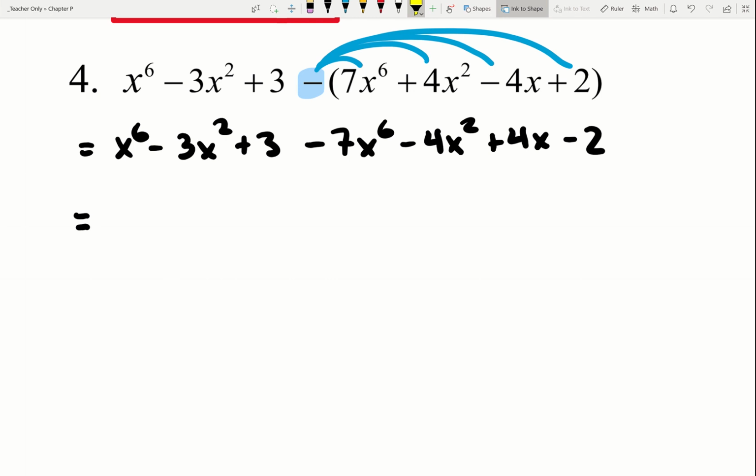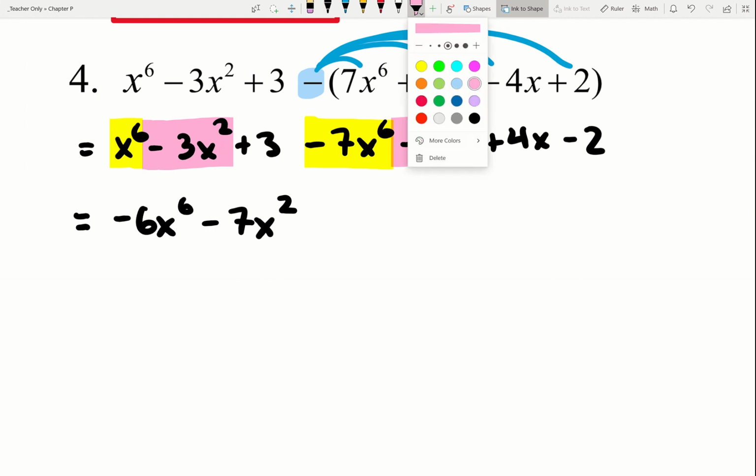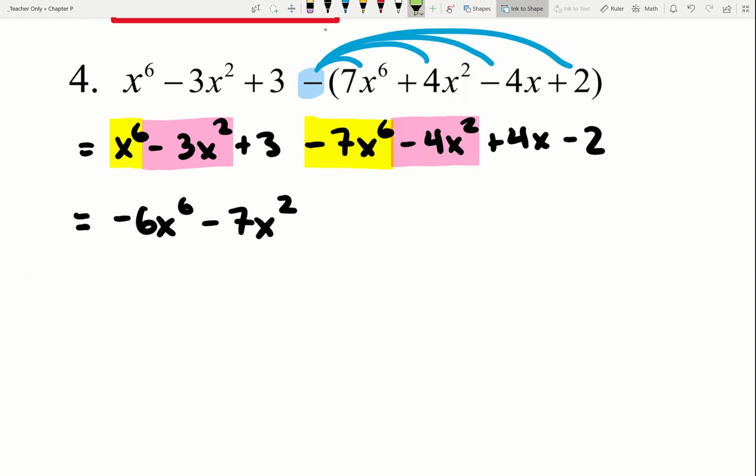Okay, and so now I'm just going to go through and identify some of my like terms and start combining. So I have some x to the 6th terms. I've got x to the 6th minus 7x to the 6th. It's going to give me negative 6x to the 6th. Moving right along, it looks like the next highest exponent is an exponent of 2. So here I'm going to have a negative 3x squared minus 4x squared. That's going to give me minus 7x squared. Moving on, the next highest exponent that I see is just my x to the first, so that I just have one term of. That's going to be a plus 4x, which I'll just copy down.